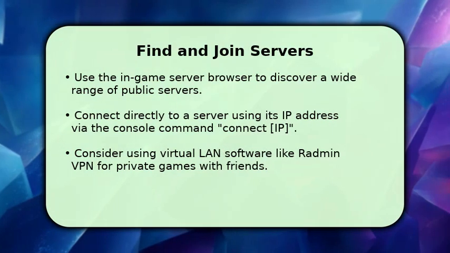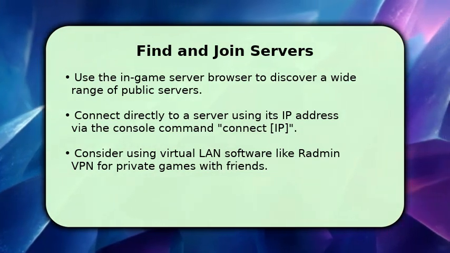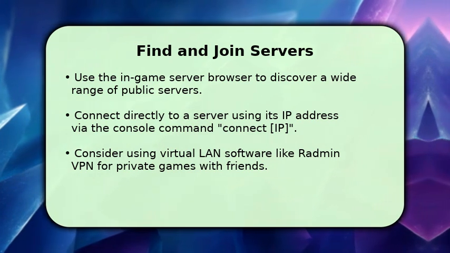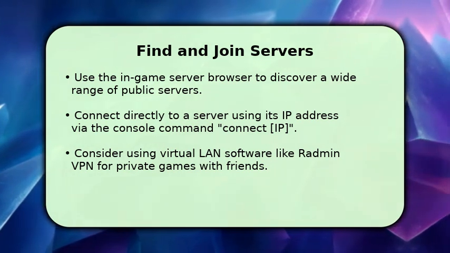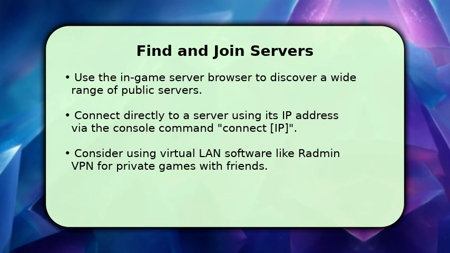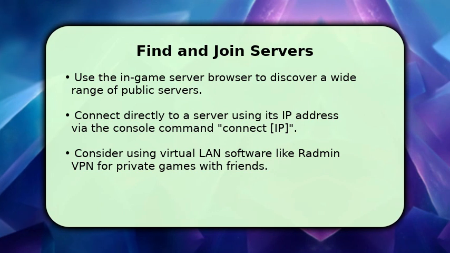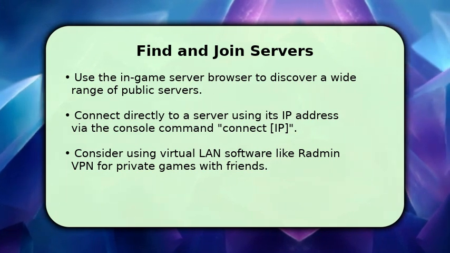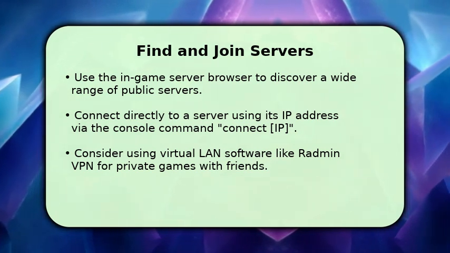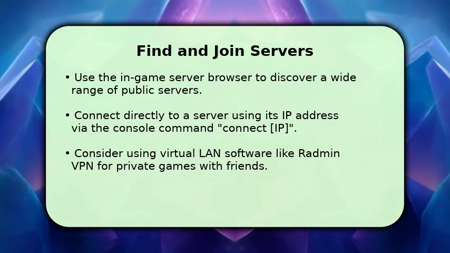Once your game is ready, you have a few options for finding a match. The easiest is often the in-game server browser, which lists hundreds of active games across various regions. Alternatively, if you have a specific server's IP address, you can use the console command connect, followed by the IP to join directly. For private sessions with friends, virtual LAN tools can create a seamless connection.